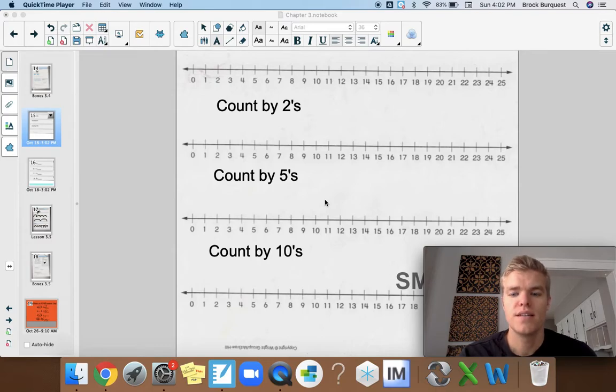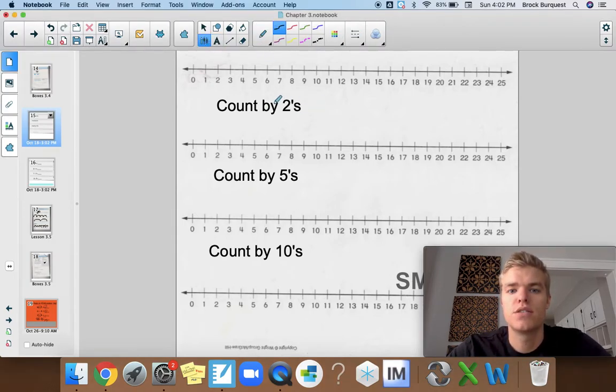Hey first graders, today we're going to talk about counting on a number line and adding and subtracting and how to do that. So first we're going to start with a little review of how to count on a number line. So on our first number line it says to count by twos.